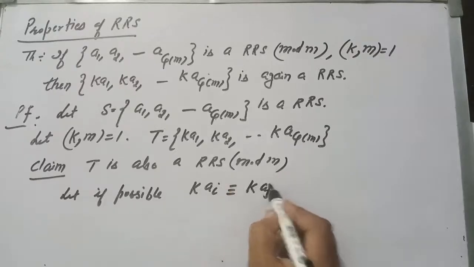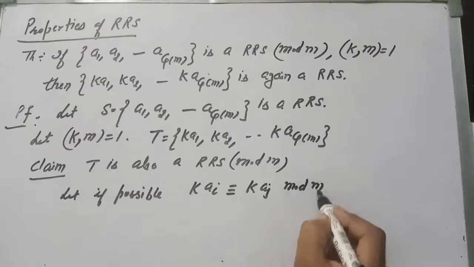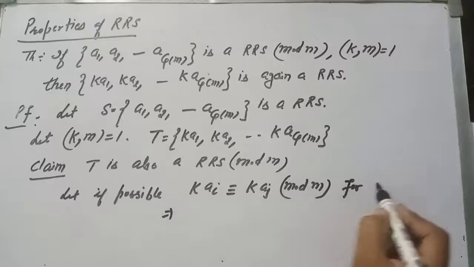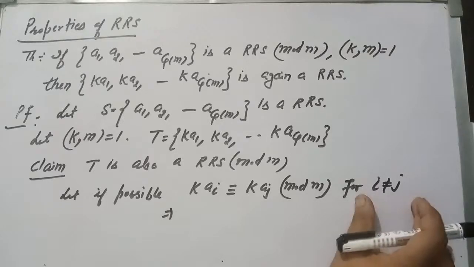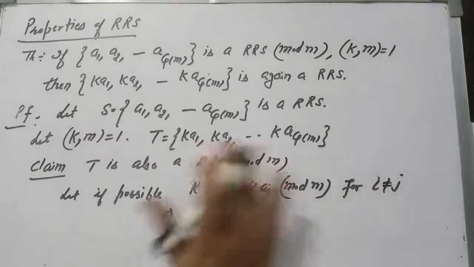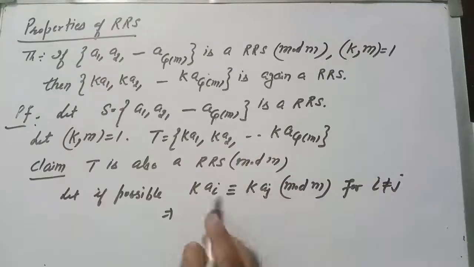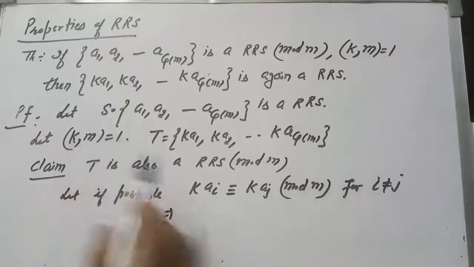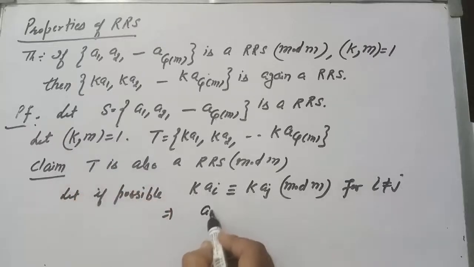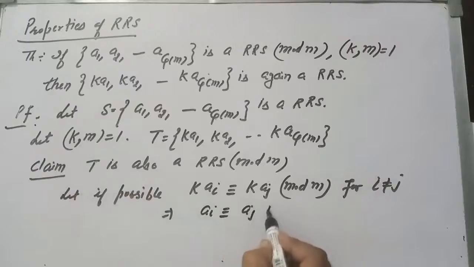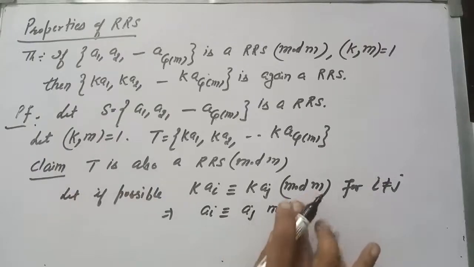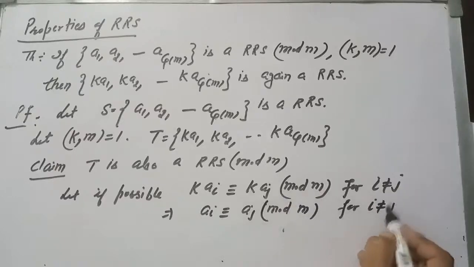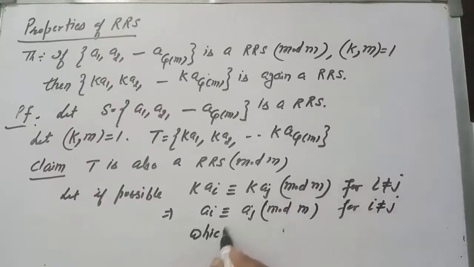KAI is congruent to KAJ modulo M for two different positions I and J. So we assumed that after multiplying by K they may become the same. But see, what is the GCD of K and M? It is 1. Since the GCD of K and M is 1, you can cancel K throughout. So this gives AI is congruent to AJ modulo M for I not equal to J, which is not possible. Why is it not possible?